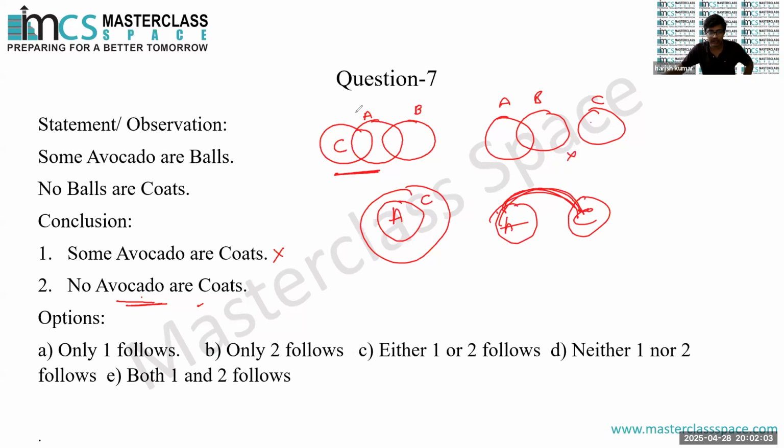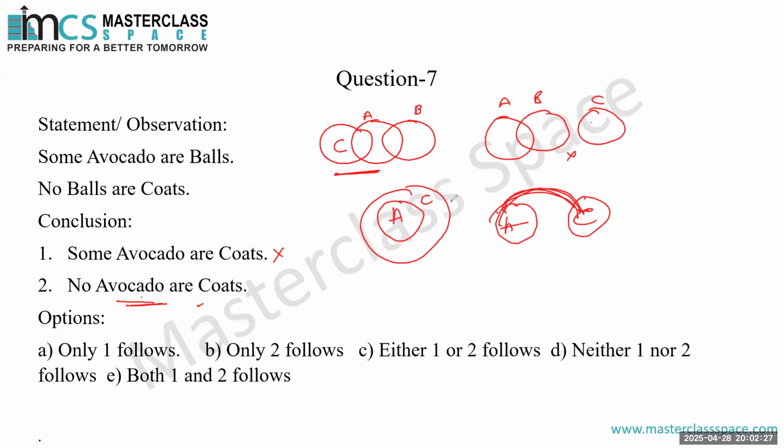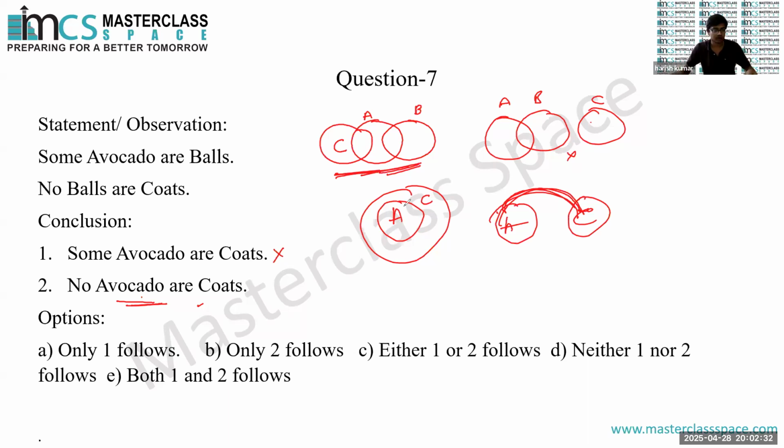What about this case? Can I consider this case to be true or not? Can you tell me that? No avocado is a code means avocado should not lie inside codes. Simple thing. Are you understanding this? Yes, sir. And avocado does not lie inside codes. Just give me a moment. I think I have confused myself.